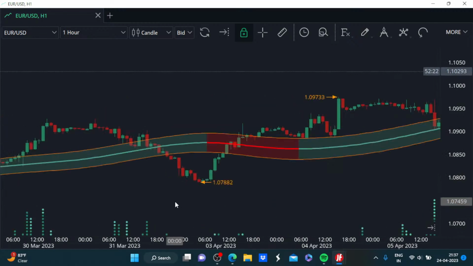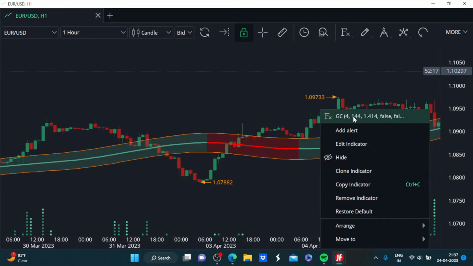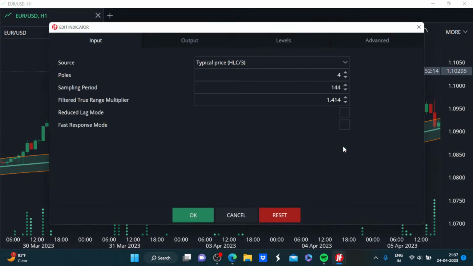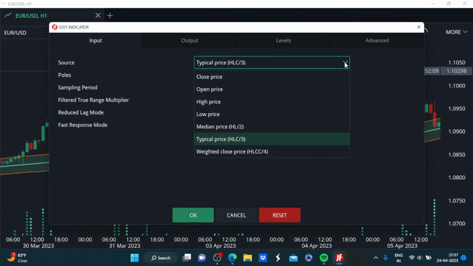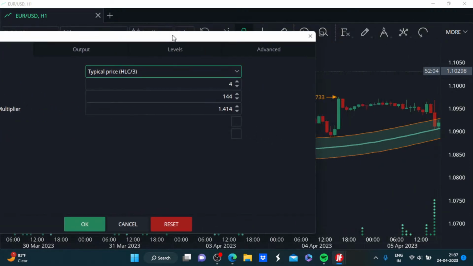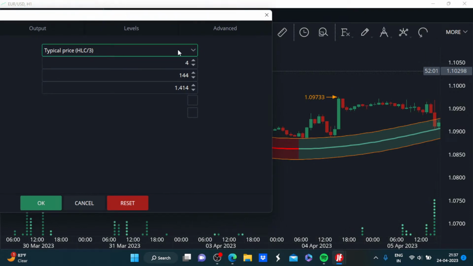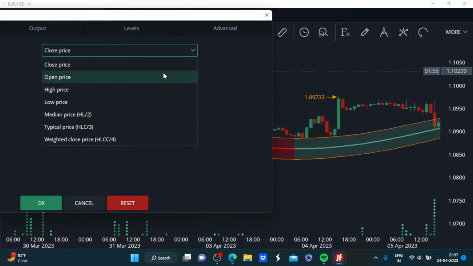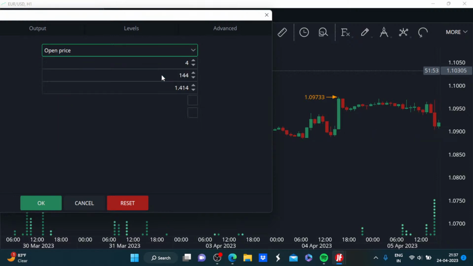So look out for these formations, and see how you can customize this. As I said earlier, we have a lot of options for changing the parameters. You can go for different applied prices, and depending on the kind of applied price you are using, you will see the plotting of these indicators changing. As I am applying the close price now, the plotting for this channel is a lot different. Open price, it is again different. High price, very different. Low price.